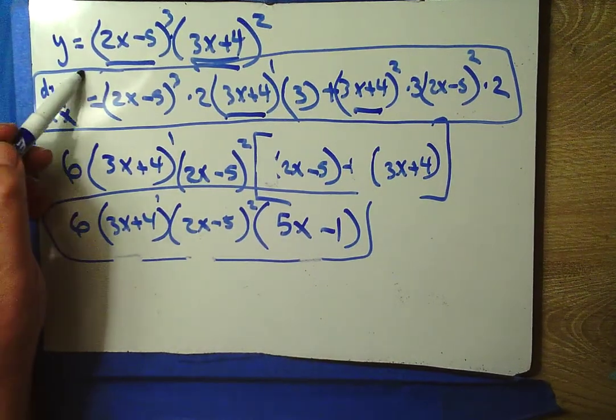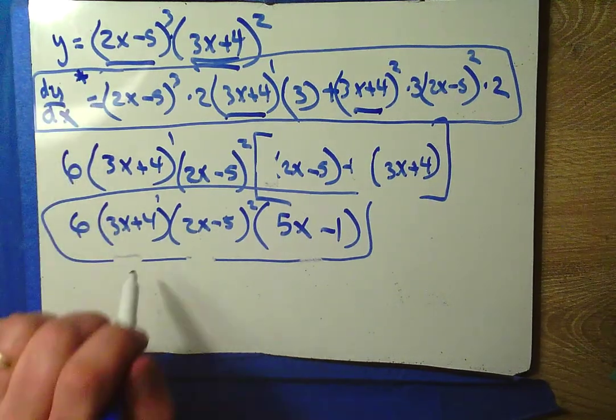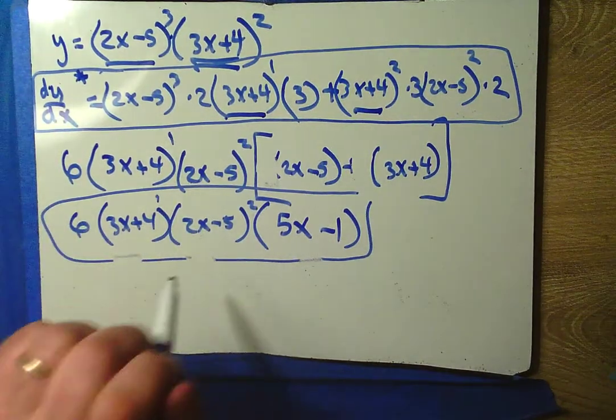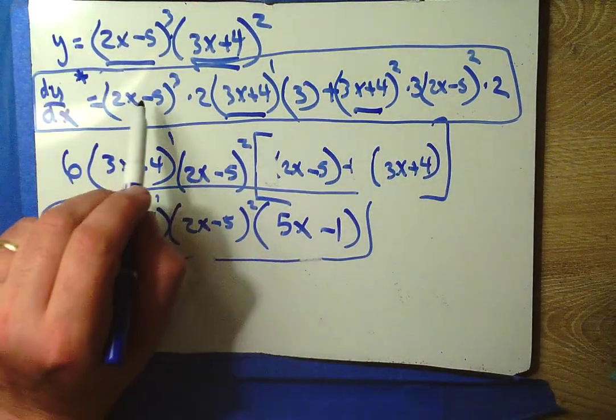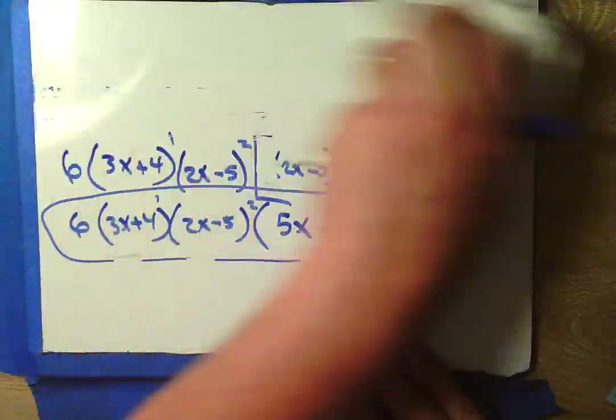This is why we were doing these problems last year where we were factoring, because very soon now you're going to have to set this equal to 0. And I would much prefer to set this equal to 0 than to set this equal to 0. Okay? All right, so that was product rule with chain rule.